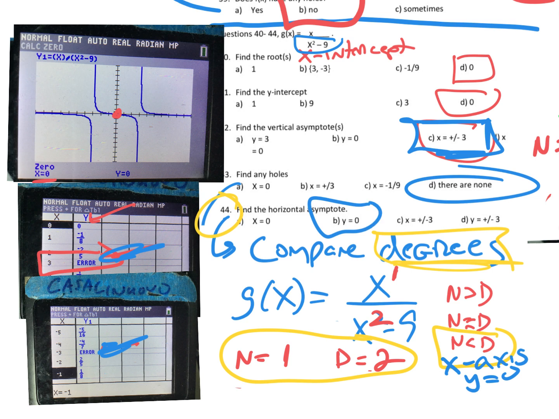So when n is less than d, like this one, n is 1, d is 2, the x-axis, or the line y equals 0. The previous question, we did n was equal to d. That's where we set up the lead coefficient over the lead coefficient. And if n is bigger than d, there would be no horizontal asymptote. But that's why our answer to that one was answer choice B.